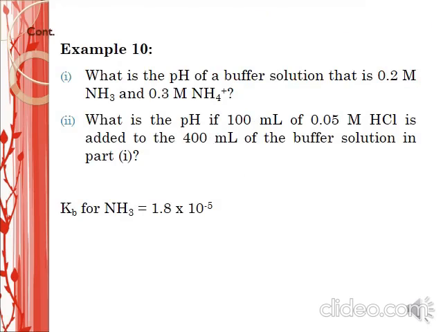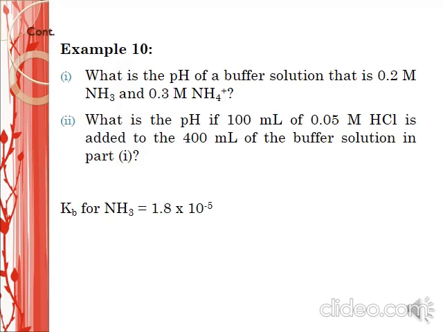Now how to solve this question? The first part will be easy because we have covered it in the previous example. The new one would be this. First of all, what is the pH of a buffer solution that is 0.2 molar ammonia and 0.3 molar ammonium? So the buffer is being prepared using a weak base and conjugate acid.